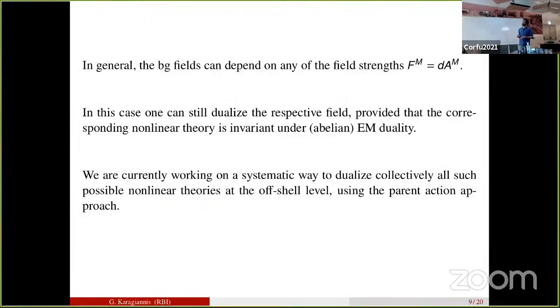And then, in general, the background fields can depend on any of the field strengths. And in fact, in this case, one can still dualize the respective fields, provided that the corresponding nonlinear theory is invariant under the abelian electromagnetic duality. And in fact, we are currently working on a systematic way to dualize collectively all such nonlinear theories at the offshell level using a parent action approach.